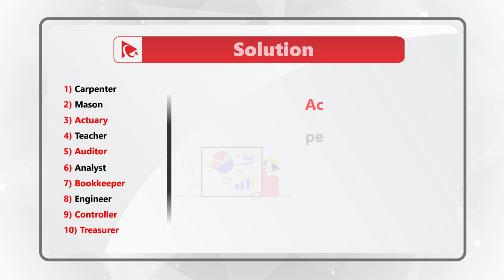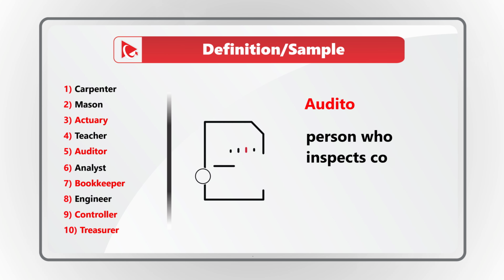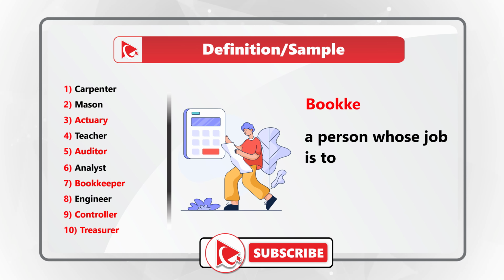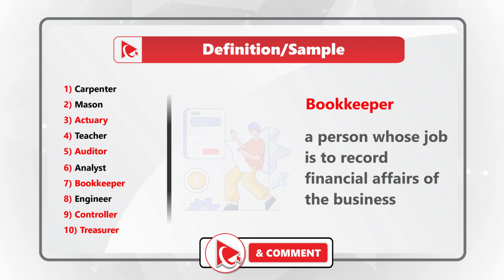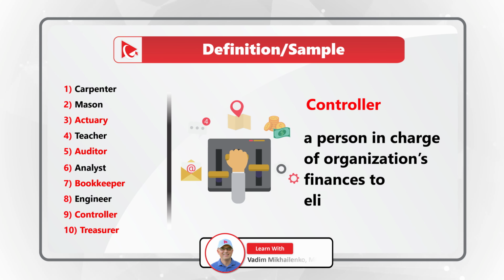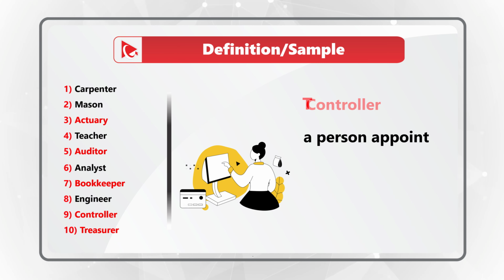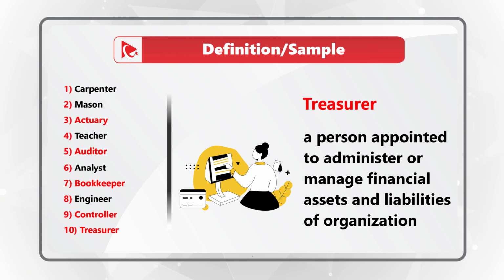For example, actuary is a person who compiles and analyzes statistics to calculate risks for the organization. Auditor is the person who inspects companies' accounting and finance. Bookkeeper is a person whose job is to record financial affairs of the business. Controller is the person in charge of organization's finances to eliminate abuse and ensure systems of checks and balances. And finally, the treasurer is the person who is appointed to administer or manage financial assets and liabilities of the organization.